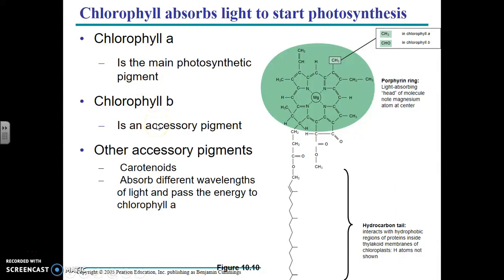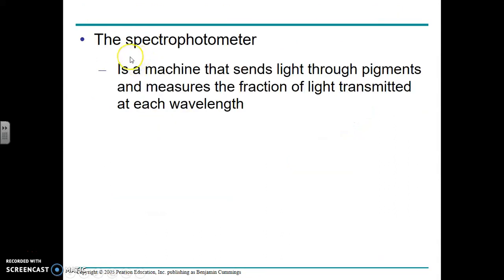So now the question is, which colors of light does chlorophyll absorb best? Well, to figure this out, what we could use is a spectrophotometer. If you remember from our enzyme lab, a spectrophotometer is a machine that sends light through pigments, in this case it's pigments, and measures either how much light is absorbed or how much light is transmitted. And reflected is the same sort of thing as transmitted. So the light can either be absorbed or transmitted, and transmitted is really the same as saying reflected.